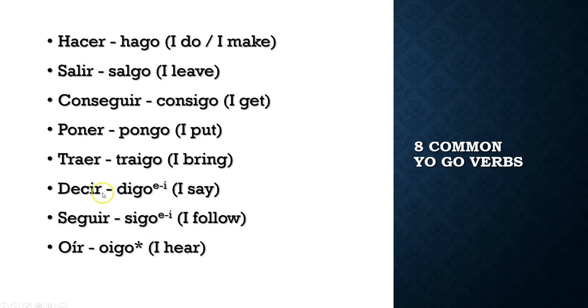Now, if you look at those last 3 and you see these little things by it, digo and sigo, decir and seguir, they are also what's called stem changing verbs. I don't go into that in this video. We're just focused on the yo forms of these. But if you are interested, or when you get to that topic, the link to my stem changers video is in the description below. Now, oír has an asterisk by it because it's just weird. It's just a strange conjugation in all its forms. But we just want to focus on the yo form.